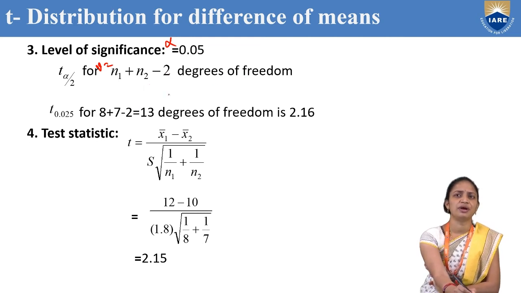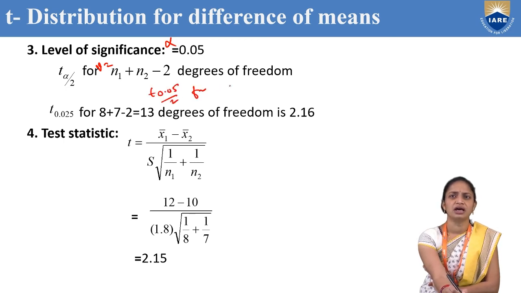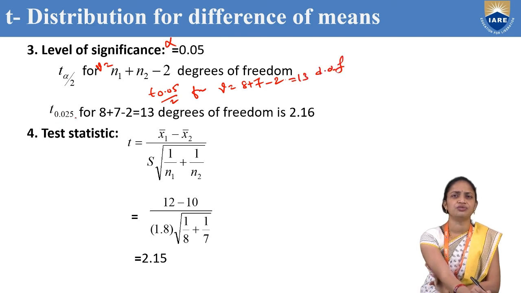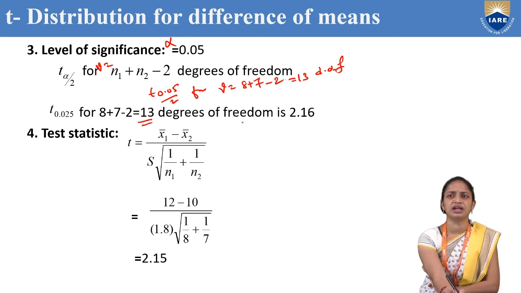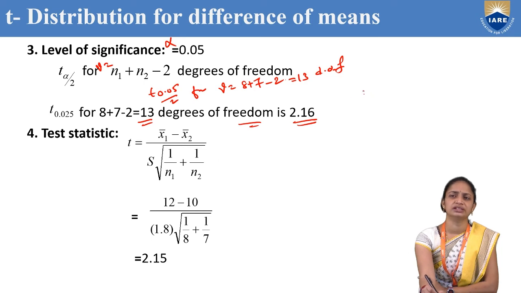So alpha is 0.05, no? So 0.05 divided by 2, for nu equal to n1 value is 8 plus 7 minus 2. That is nothing but 13 degrees of freedom. Okay. So t 0.025 for 13 degrees of freedom is 2.16. We have to take this value from the T distribution table.